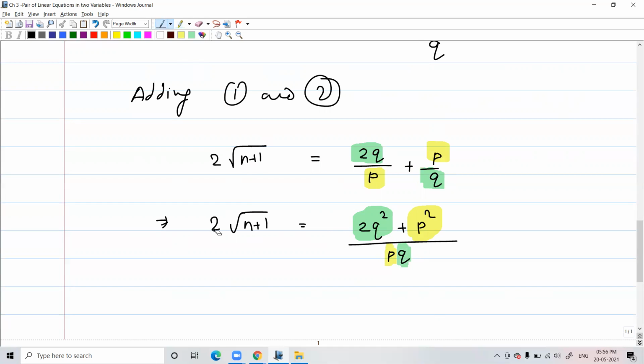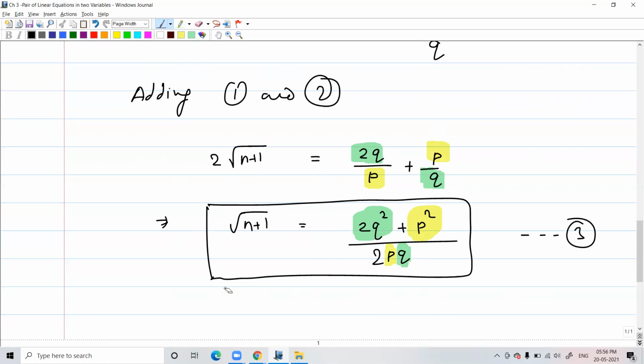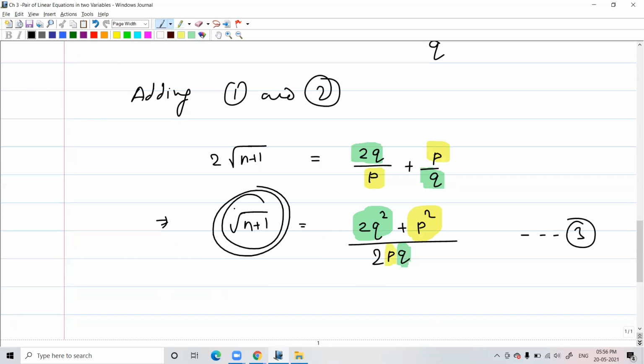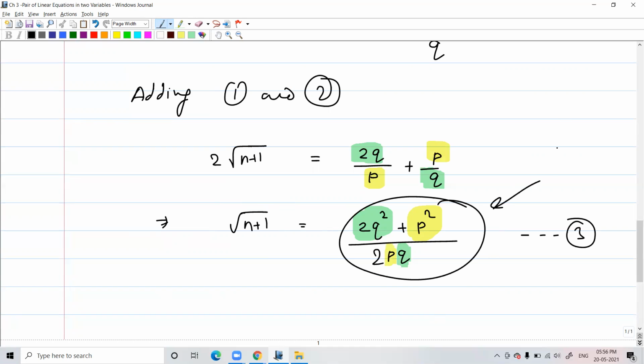Yes, sir. And then, of course, what I said, I will send this 2 also to the denominator. So I'm going to do that in this step itself. Let me write that 2 over here. So this is something which we got. I have got one particular value where square root of n plus 1 is some rational number. This right hand side is rational. Can everyone understand that it is a rational number?